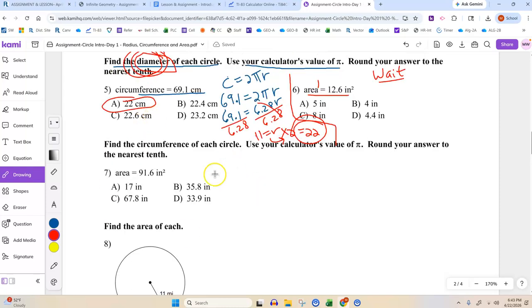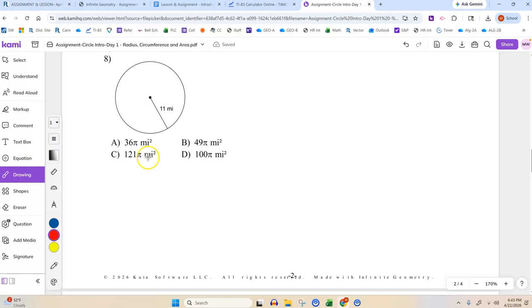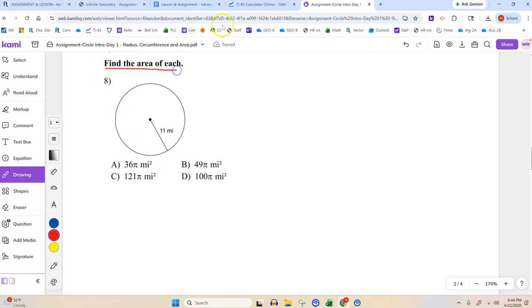And same with number 7. So let's just wait for number 7. First, let's do number 8, okay? Let's do number 8 because we need to make sure that the area is different.